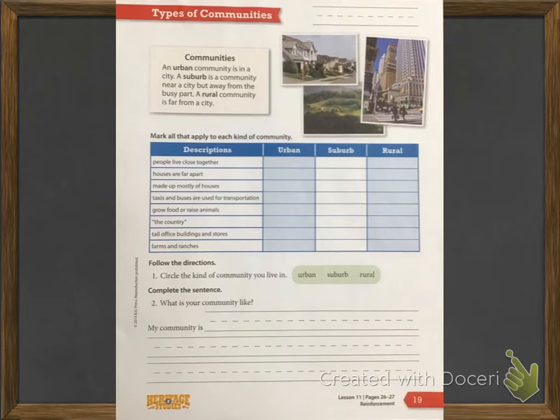This worksheet on page 19 of your activity book says types of communities. An urban community is a city. A suburb community is near a city but far away from the busy part. And a rural community is far from a city. All right? Everybody got that? Yes, ma'am. All right. So, mark all that apply to each kind of community.